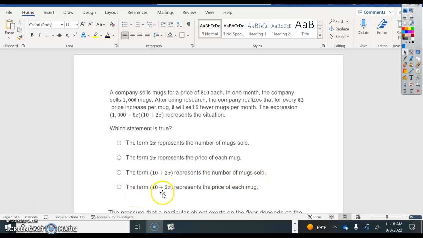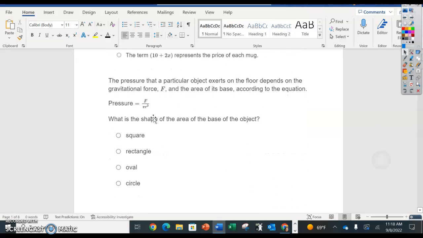The term 10 plus 2x represents the price of each mug. All right, so if we look up here, the price is $10. If they do a price increase, it would be $2 times each mug. If x represents the number of mugs, 10 plus 2x would represent the price of each mug. So D, or the last choice here, would be the correct answer for that question. So basically you have to just look at the problem and kind of logically put pieces together to see what each term represents, or each part of the expression.